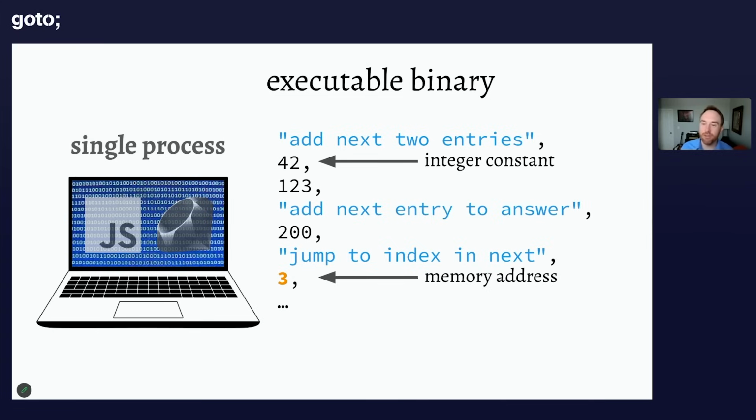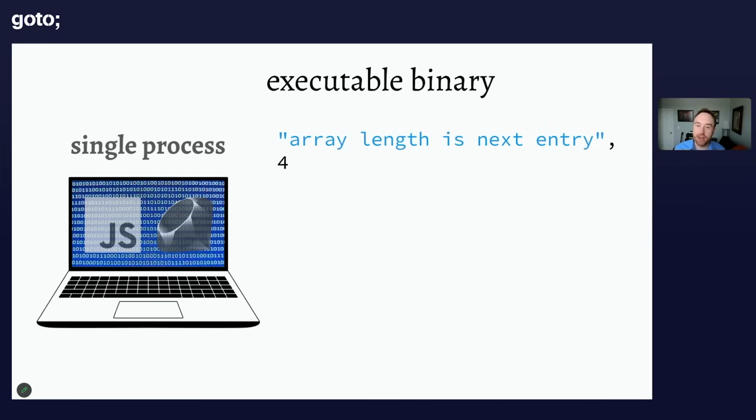So let's give an example of where this might go wrong, specifically when calling JavaScript and Ruby. Let's say we had an instruction that says basically, I'm going to load the next entry and we're going to use that as our array length. So let's say I've got an array with 4 things in it, like our numbers that we're using for dot product, for example.